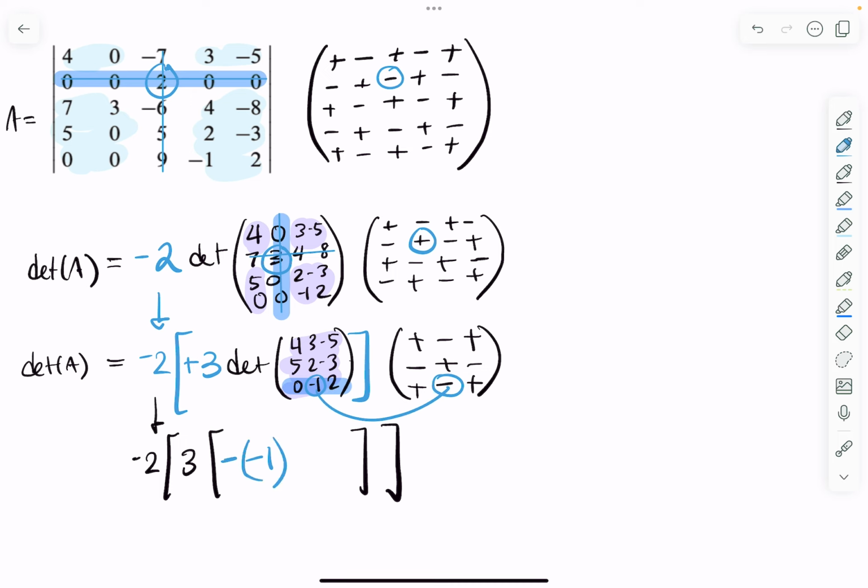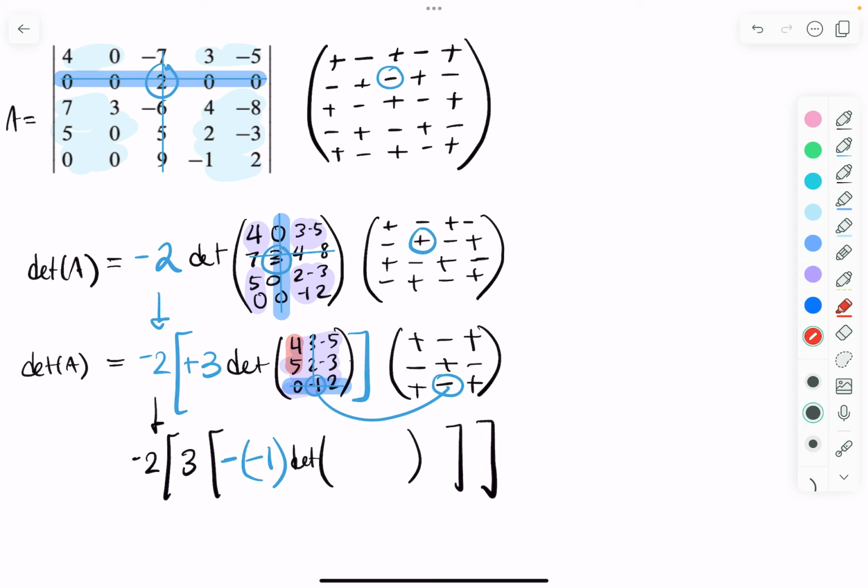So remember, this here is being multiplied to the determinant of whatever is left when we cross out the row and column here. So essentially, this here just becomes a positive, but I'm going to leave it like that to show the work. So when we cross out the row and the column, we are now left with these numbers right here, and that becomes the next determinant you have to calculate.